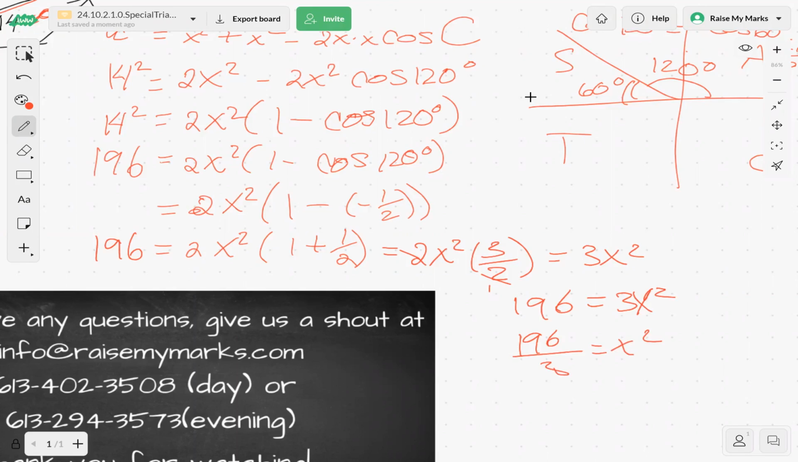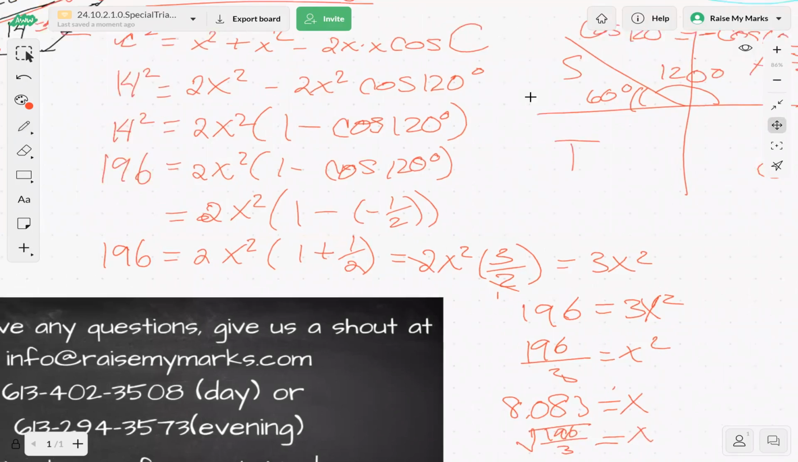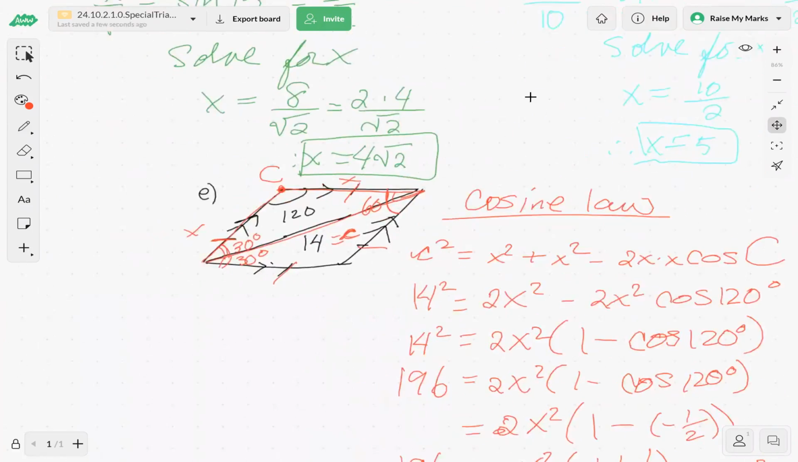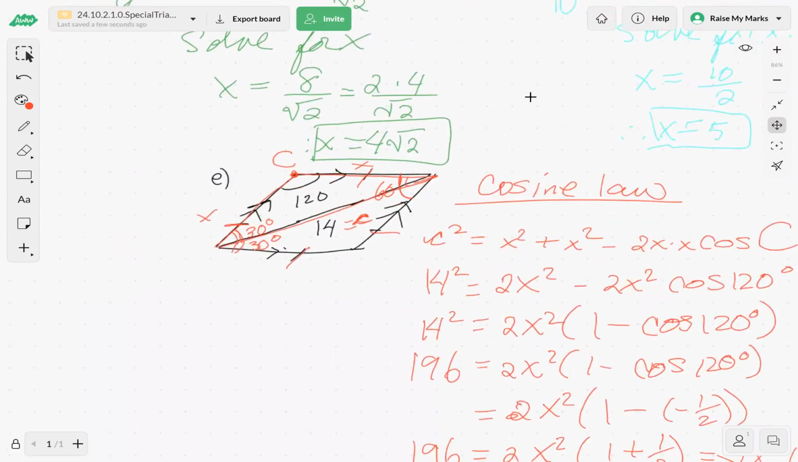Let's see if we can do this. 196 divided by 3. And it looks like x equals 8.083, or at least approximately. Or we can just rewrite it as the square root of 196 divided by 3 for x. So now we have the side. We've calculated the side of our rhombus using the cosine law.